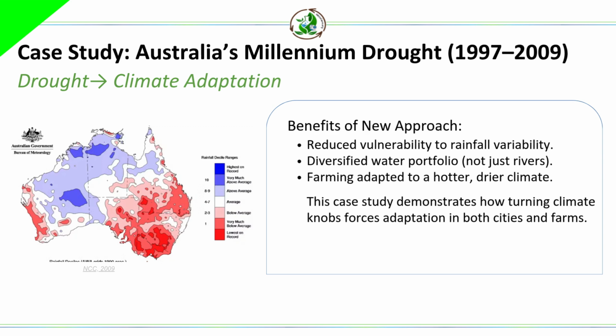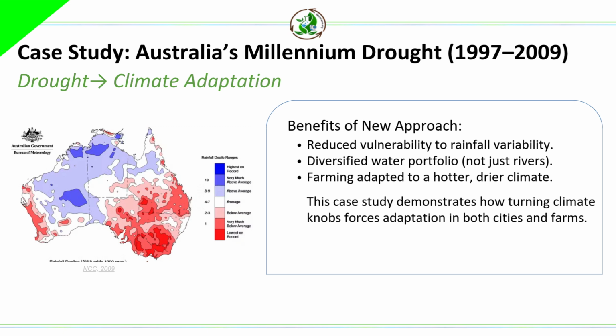Continuing with the Australia case study, let's look at the benefits of their new approach to managing drought. First, it reduced vulnerability to rainfall variability. Farmers and cities were less affected by dry years. Second, it diversified the water portfolio. Instead of relying only on rivers, they used other sources like desalination and recycled water. Third, farming practices adapted to a hotter, drier climate, making agriculture more resilient.